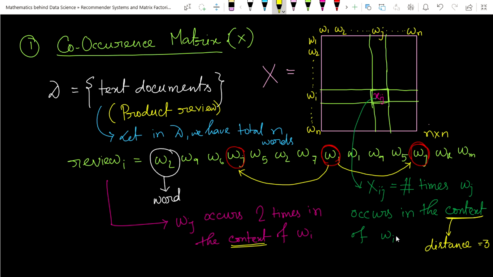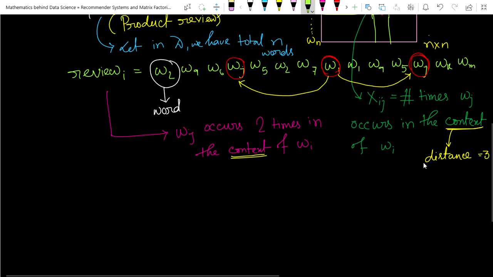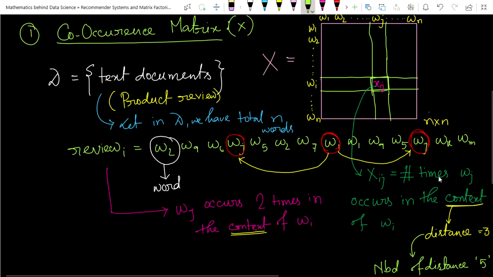You can treat this distance as a neighborhood concept. In short, I have written NBD of distance 5. This is the actual meaning of "in the context of". So we have to find the near neighborhood words of a particular word in our dictionary. That's the job X is doing. Simply put, we pick a word and find the near NBD words, meaning which words occur in its neighborhood within some distance.